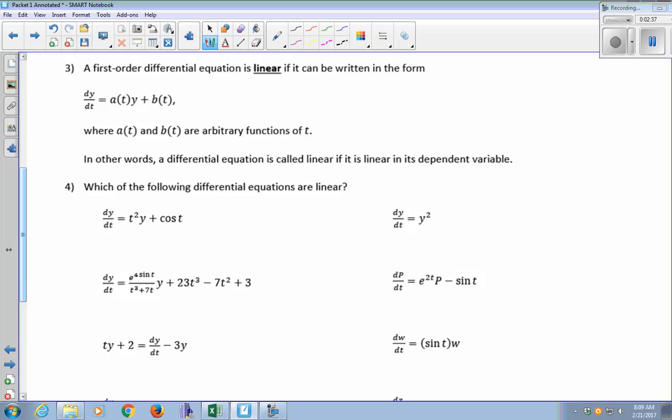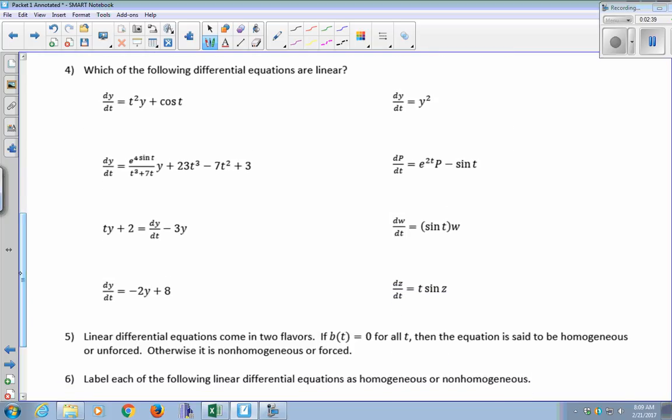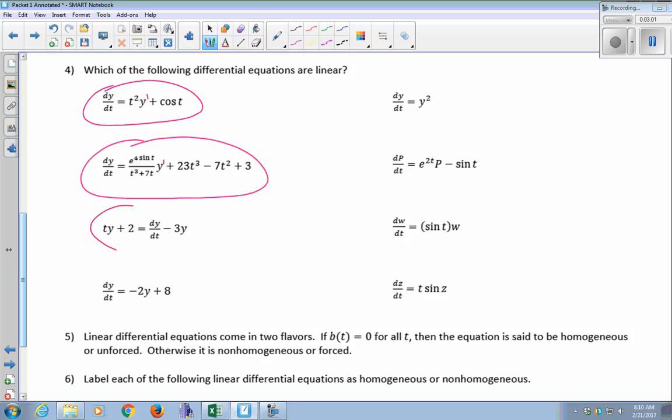All right, so which of these equations is linear? Yep, this one's linear because it's y to the first, right? How about the one below it? Yep, we have a y to the first. Doesn't really matter what t does as long as we just have a y to the first. How about this one here? Yeah, it's linear in the y's. And this one, yeah. How about the right? Nope, because it's y squared.